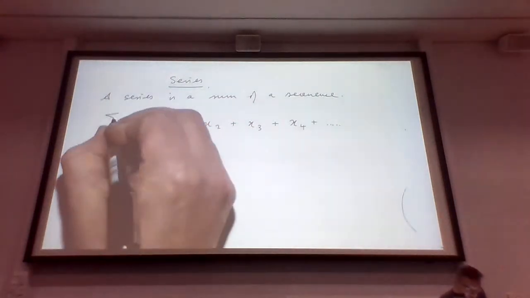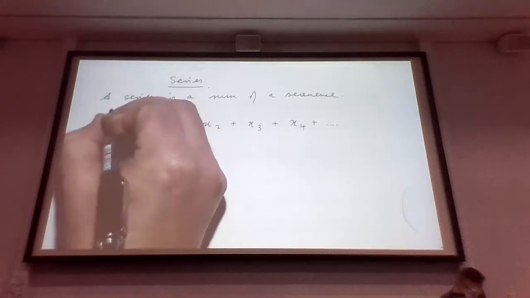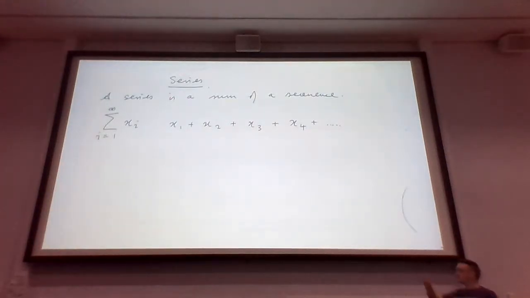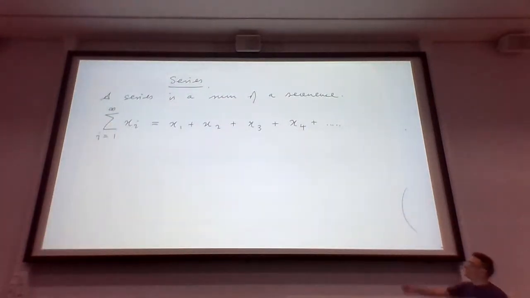Okay? And we have this nice sigma notation using a Greek letter sigma to stand for sum. And this denotes, well, this is an infinite sum because it has the infinity symbol on top. So this is the unending sum of all the elements x_i, beginning at i equals 1.